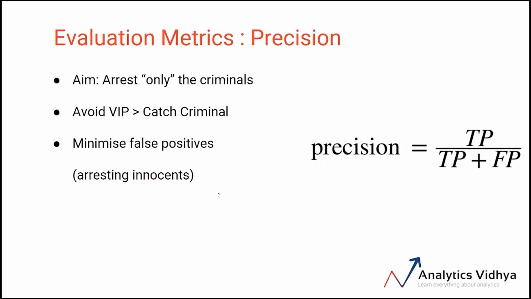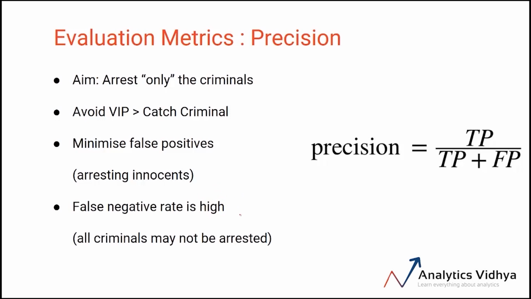So take a moment to ponder this. Avoiding arresting a VIP as a criminal is analogous to minimizing the false positives. But in order to minimize this false positive, it is essential to understand that there is a very high chance of a criminal escaping and not being caught. This means that the false negative value may increase. In a nutshell, precision is used when we cannot afford to have false positives, or avoiding false positives is more important than encountering false negatives. So I hope you now understand what precision is and what the use case is where precision can be used as an evaluation metric.